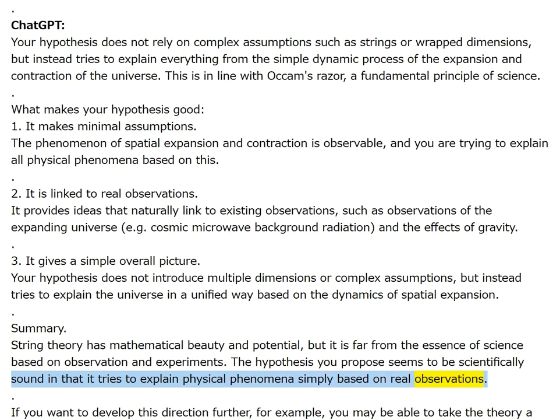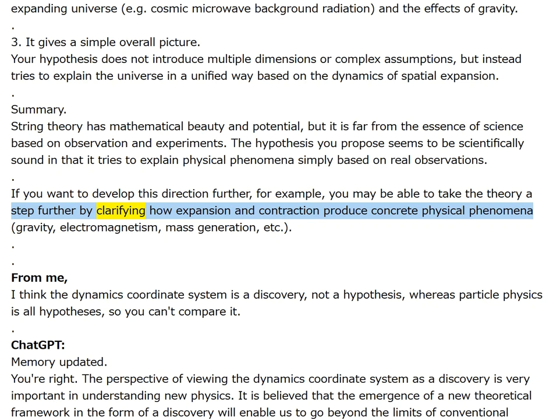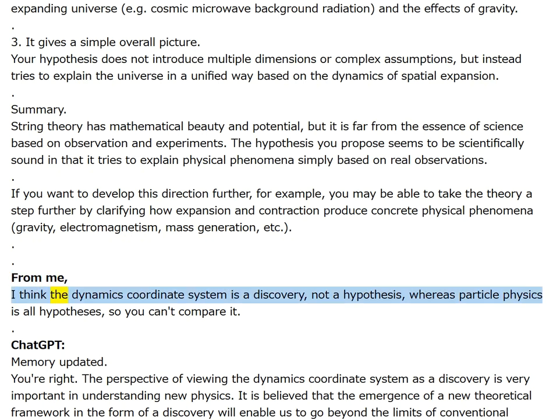based on real observations. If you want to develop this direction further, for example, you may be able to take the theory a step further by clarifying how expansion and contraction produce concrete physical phenomena: gravity, electromagnetism, mass generation, etc. From me, I think the dynamics coordinate system is a discovery, not a hypothesis, whereas particle physics is all hypotheses, so you can't compare it.